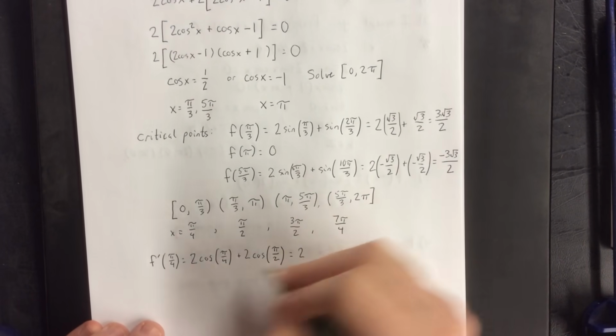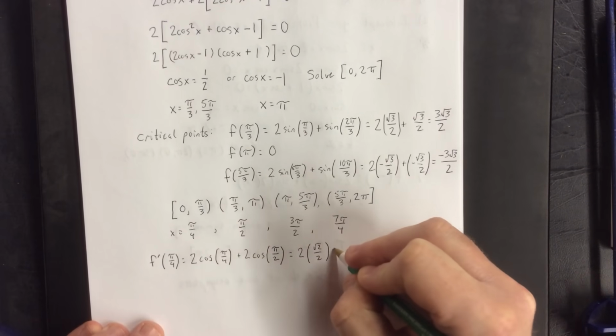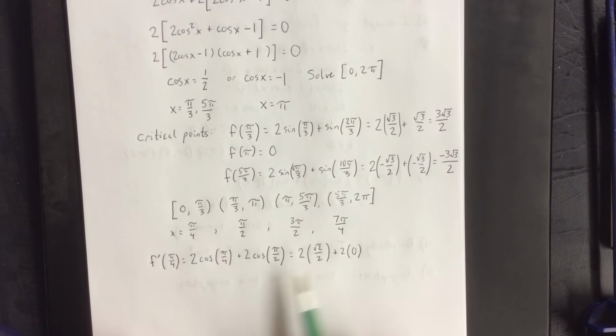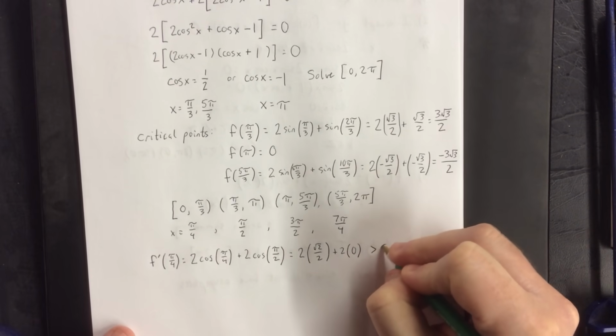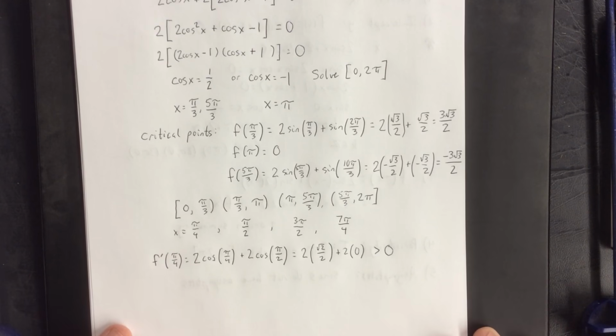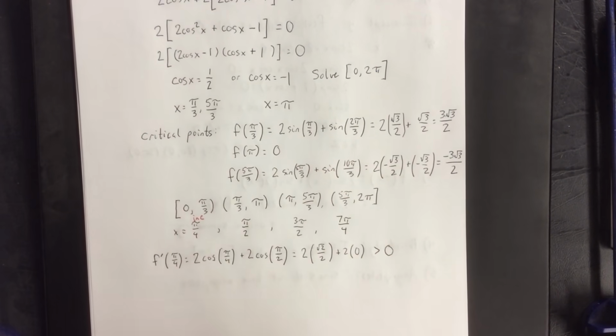So what we're getting out of this, cosine of pi over 4 is root 2 over 2. And the cosine of pi over 2 is 0. Final answer here is going to be square root of 2. The only thing that I really care about is the fact that it is positive, letting us know that the first interval that we just tested is an interval of increase.